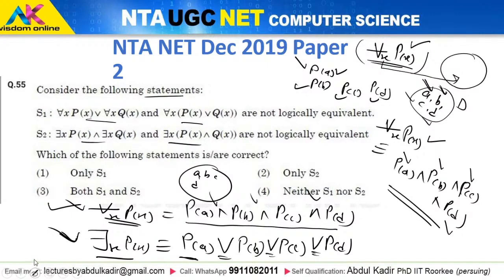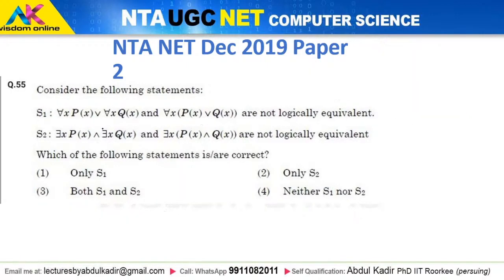So now we will use this thing. Let's assume our domain. For such questions, you can take a simple domain, only 3 elements. So let's take 3 elements a, b, c. Now let's see what this is: for all x px or for all x qx. How can I write it?